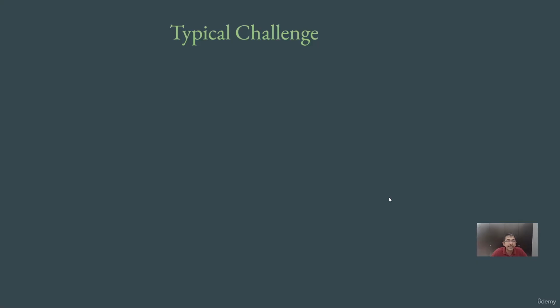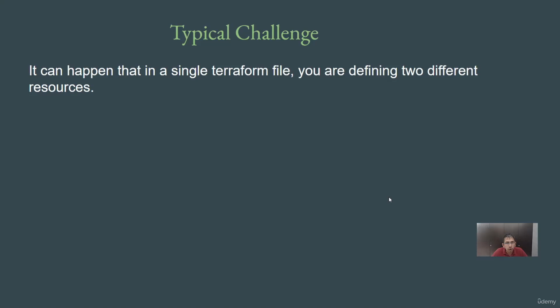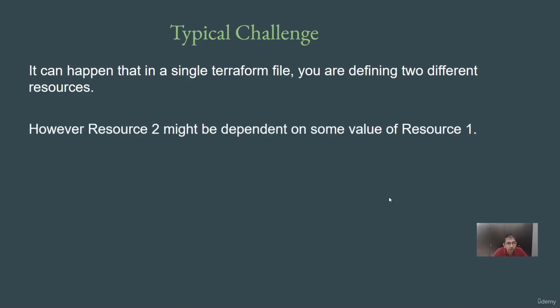Before we discuss referencing resource attributes, let's look into a typical challenge that everyone would face when writing production-level Terraform code. In a single Terraform file, you may be defining multiple resources. It can be 1, 2, 3 resources, it can also be 15 to 20 resources. In such cases, there can be a lot of scenarios where resource 2 might be dependent on some value of resource 1.